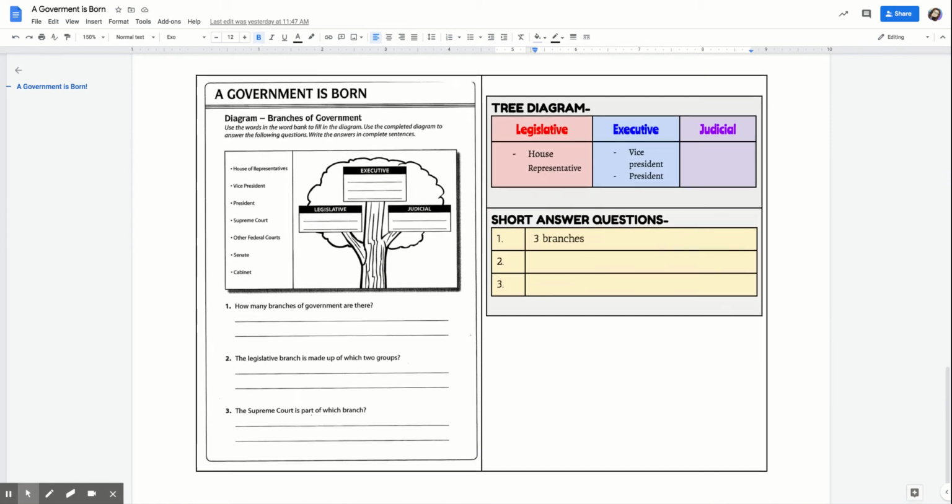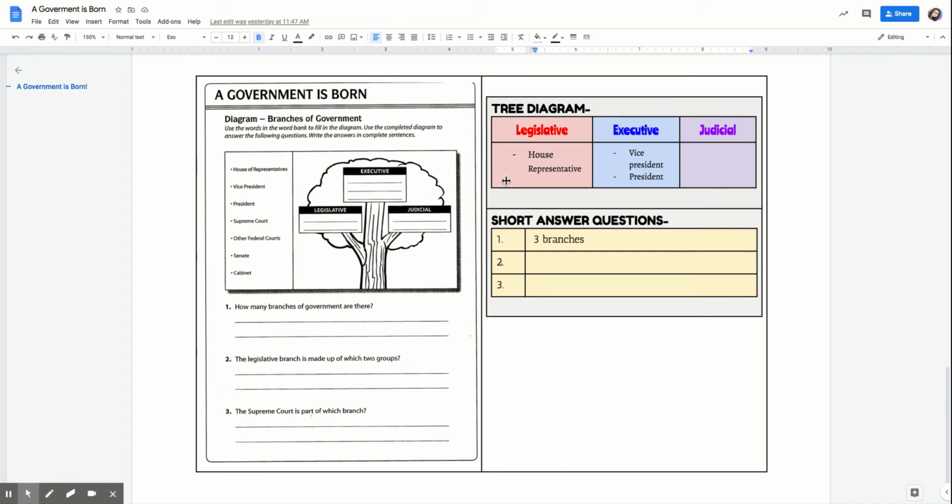Okay, so let's get to the second part. We're going to do the tree diagram now. And what you do is you look at these words over here: House of Representatives, Vice President, President, Supreme Court, other federal courts, Senate, and Cabinet. And we need to decide which branch they belong to.